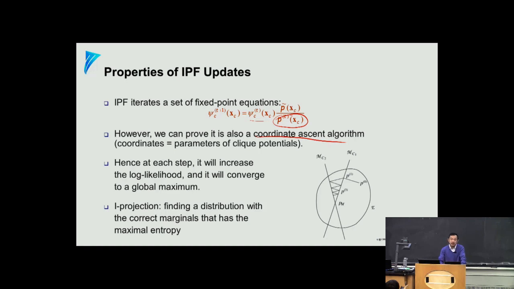So at least that provides you a justification that this algorithm is not doing random work. Okay, it is going to converge you somewhere. And this technique sometimes is also known as I-projection. Okay, what this is doing is essentially to project a distribution from one space to another space where only one potential is allowed to change.